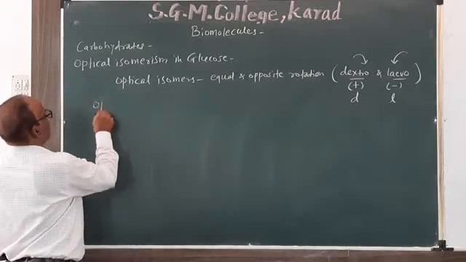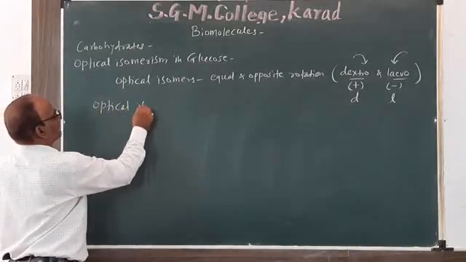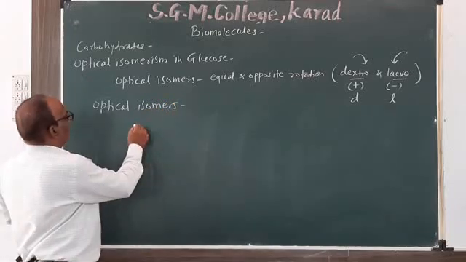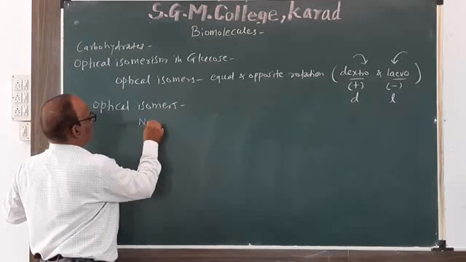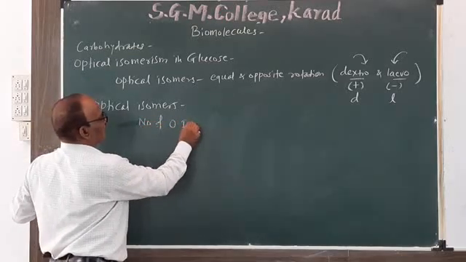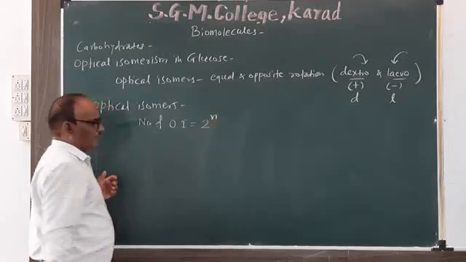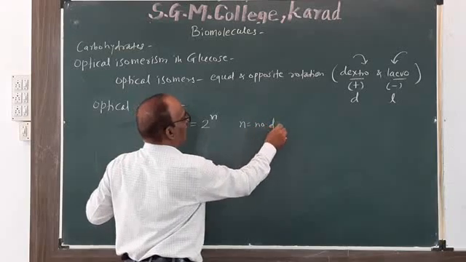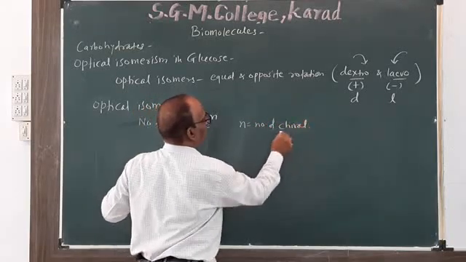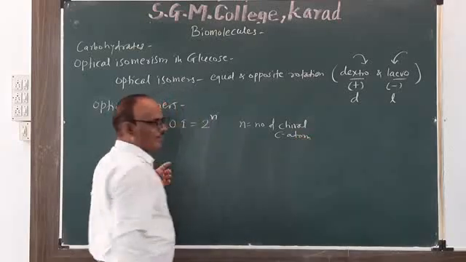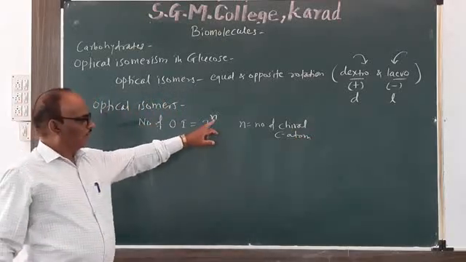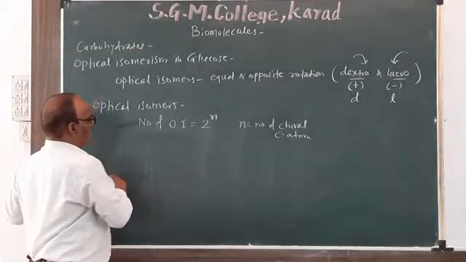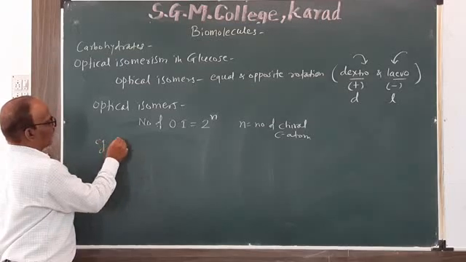So in glucose, how to calculate the optical isomers? For calculation, the number of optical isomers can be calculated by using this formula, 2 raised to n. Here n means the number of chiral carbon atoms. Chiral means asymmetric carbon atom. We take the first, simple example of glyceraldehyde.